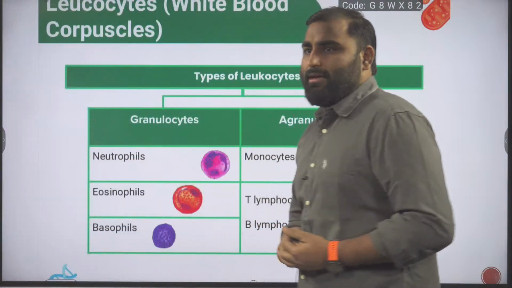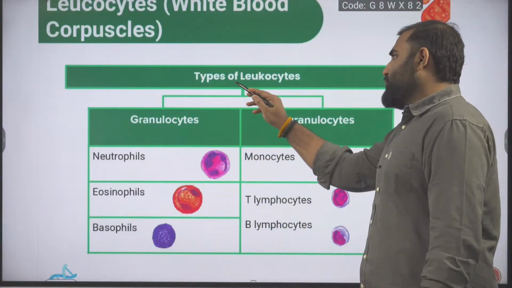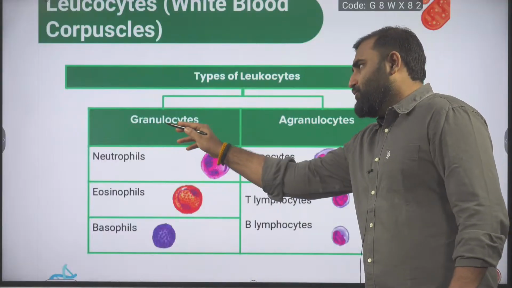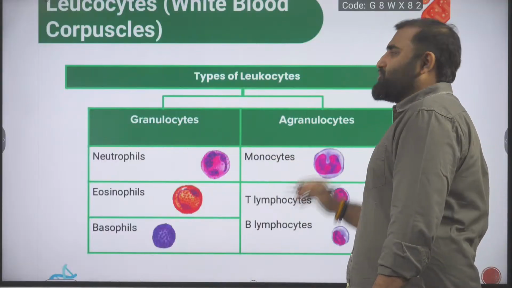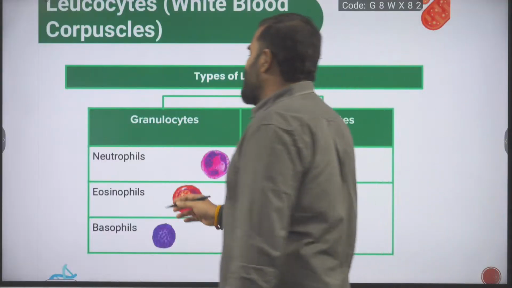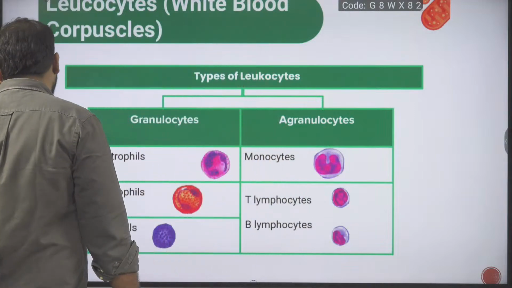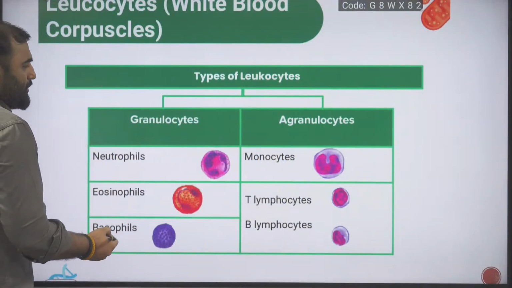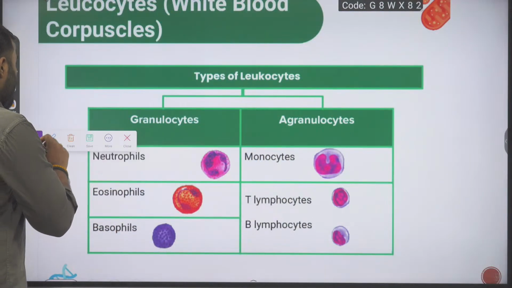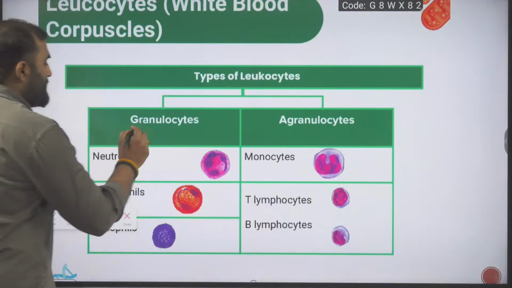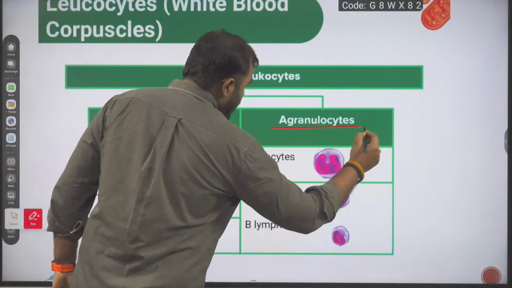A lot of things to say. Types of leukocyte. There are two types of leukocytes: granulocytes and agranulocytes. Now what is the meaning of granulocyte and what is the meaning of agranulocytes? Two types of leukocytes are there, guys: granulocytes and agranulocytes.